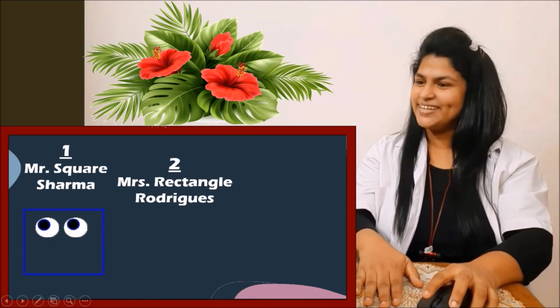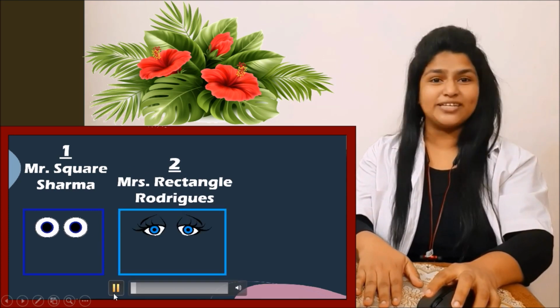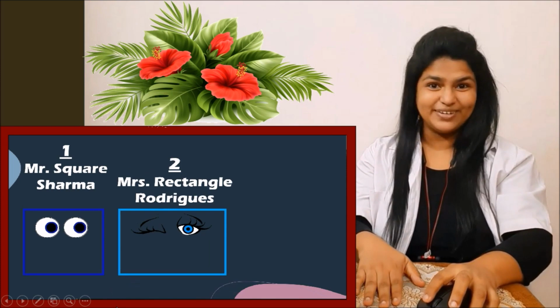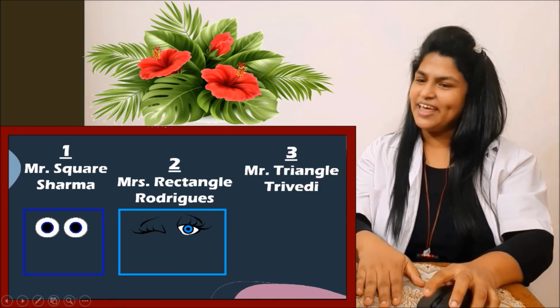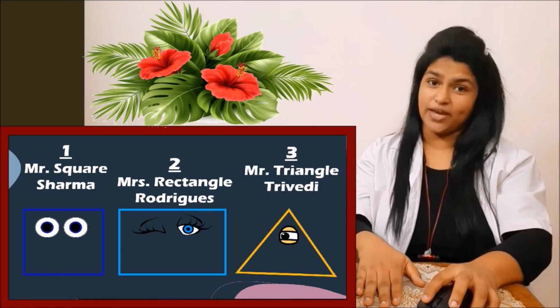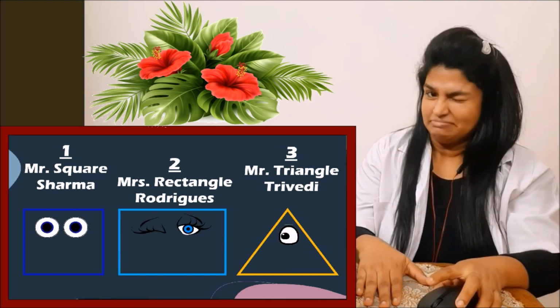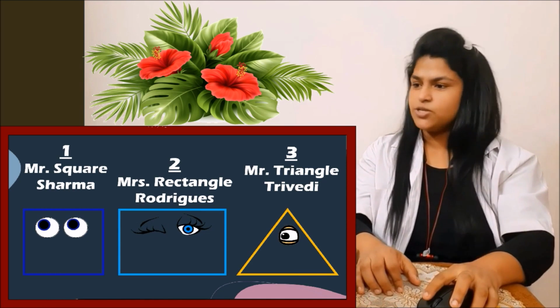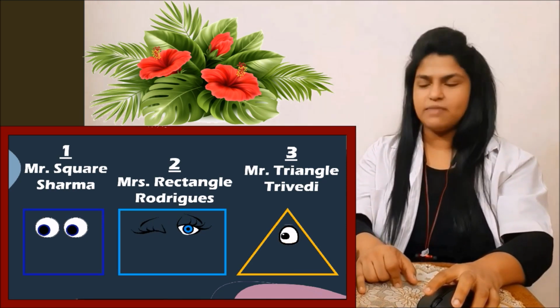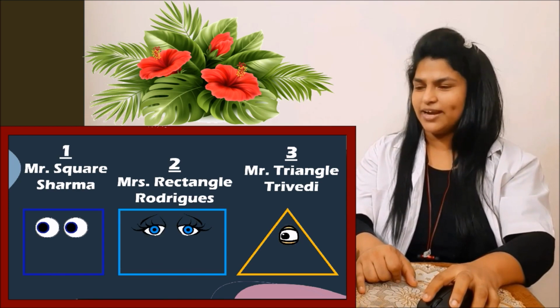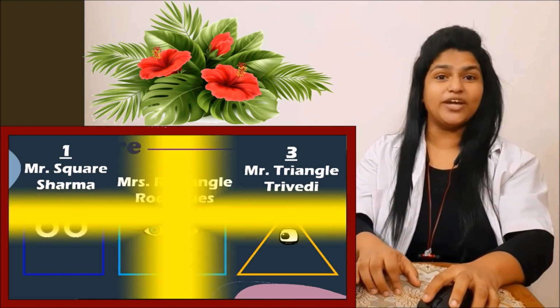We have Mr. Square Sharma. There he is. We have Mrs. Rectangle Rodriguez. Pretty she looks, isn't it? Then we have Mr. Triangle Trivedi. Looks a little grumpy. Anyways, Mr. Square Sharma, are you ready for your checkup? I think he looks ready. Let's start with Mr. Square Sharma.